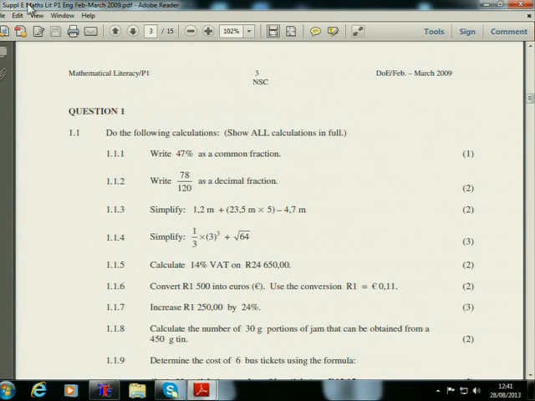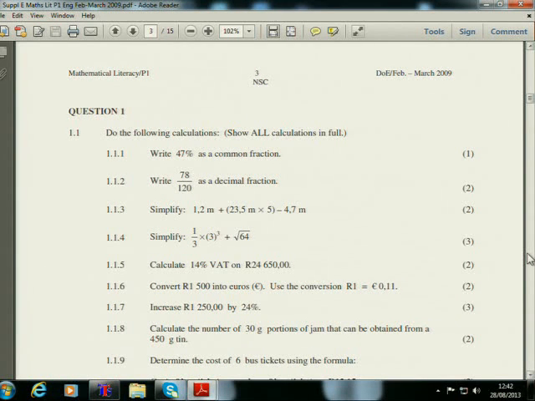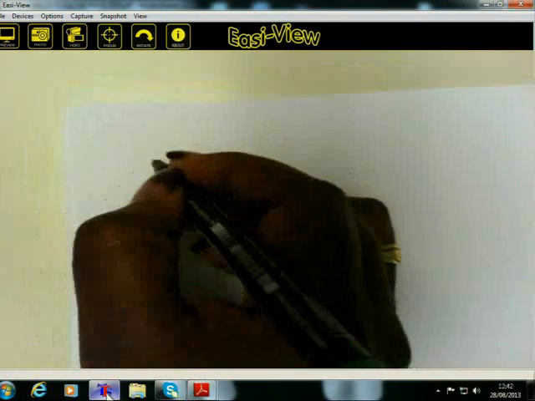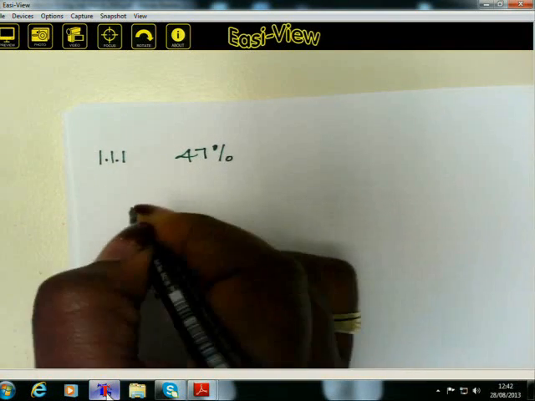Now, when we write anything as a fraction, you need to make sure that we have a numerator and a denominator. But in grade 12, you also know that you cannot just leave your answer. You need to make sure that you simplify your fractions. So starting with that 47% as a common fraction, let us go right through it. You need to write your 47% as a common fraction.